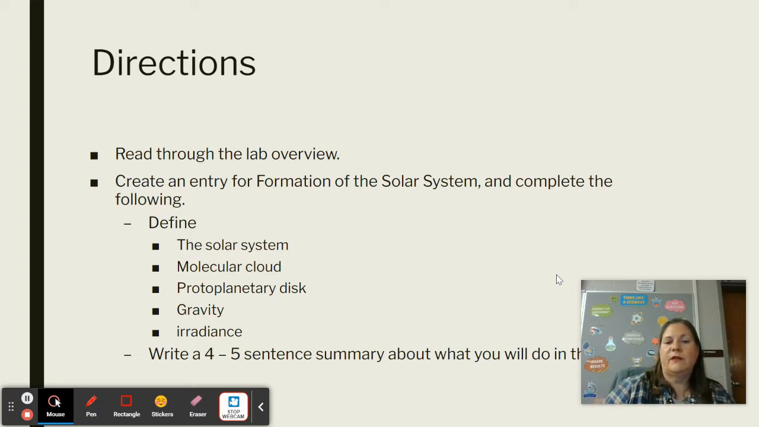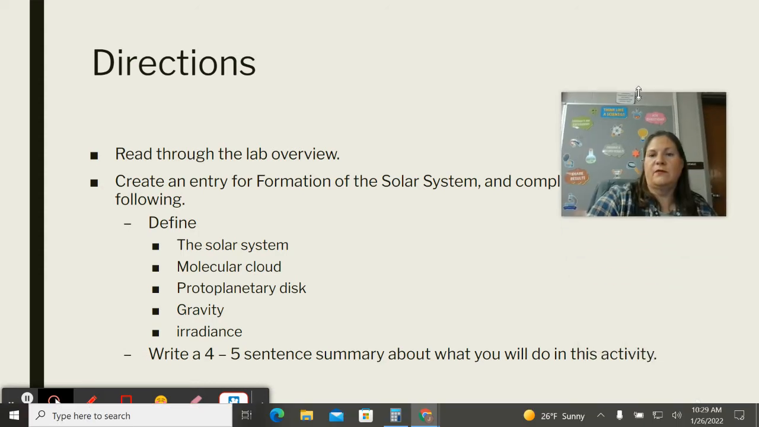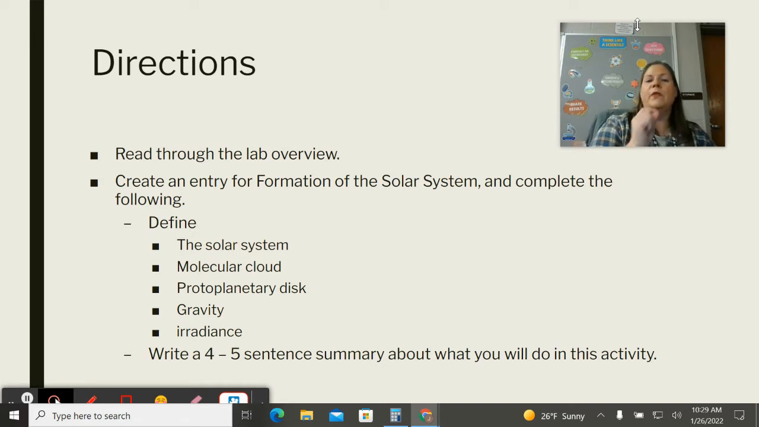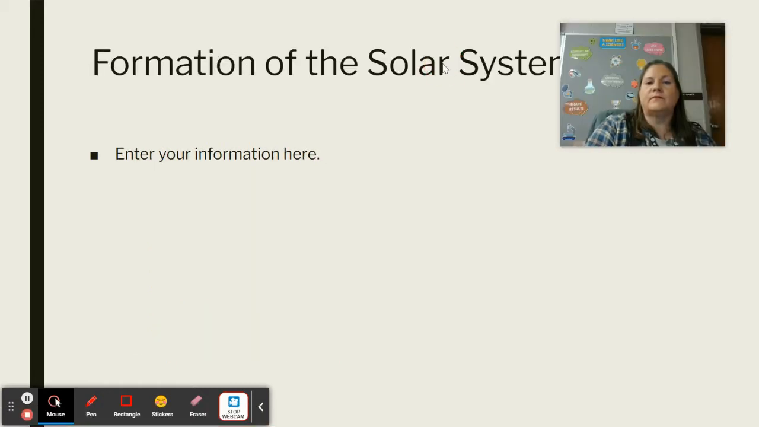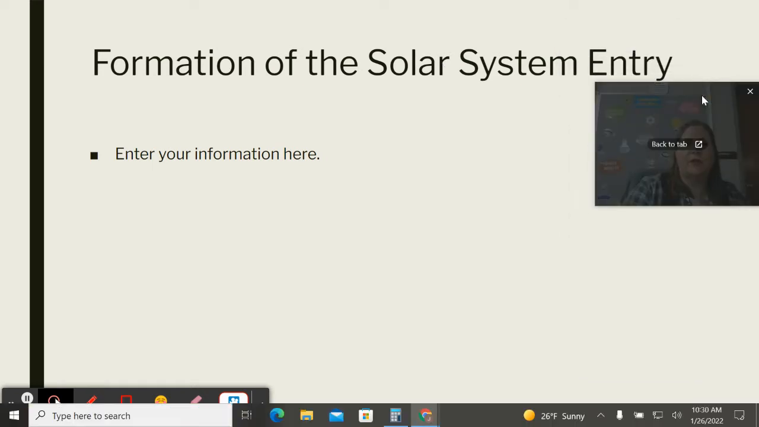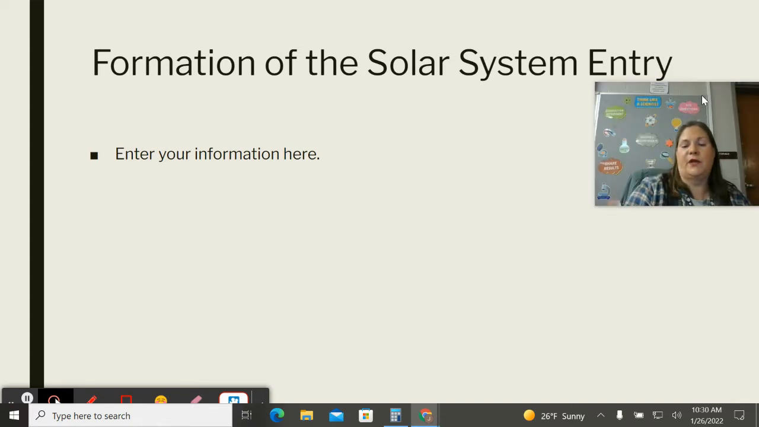So we start with the pre-lab activity. You will need to read through the lab overview, which follows this slide, and create a journal entry, which there's also a slide for, that defines solar system, molecular cloud, protoplanetary disk, gravity, and irradiance. After that, give me a 4 to 5 sentence summary about what you're going to do in the activity. So once you've read the narrative, you're going to enter your definitions and your summary here.